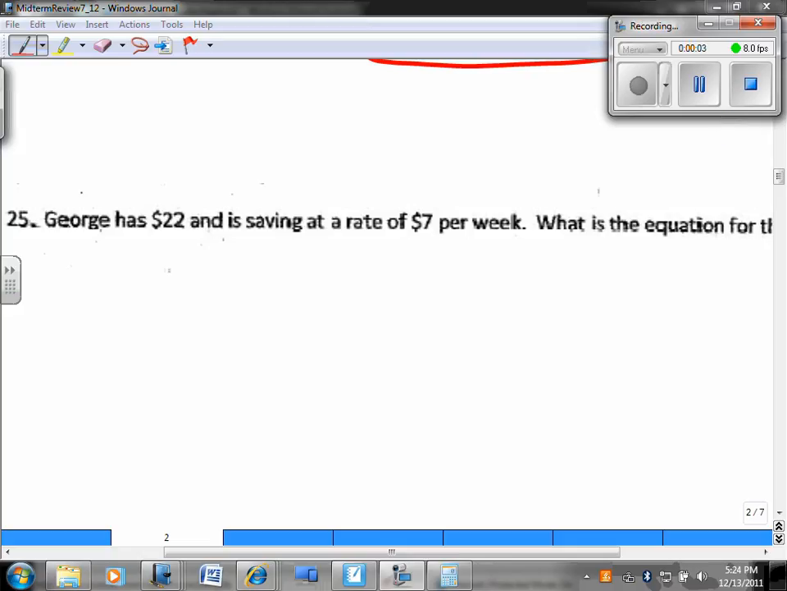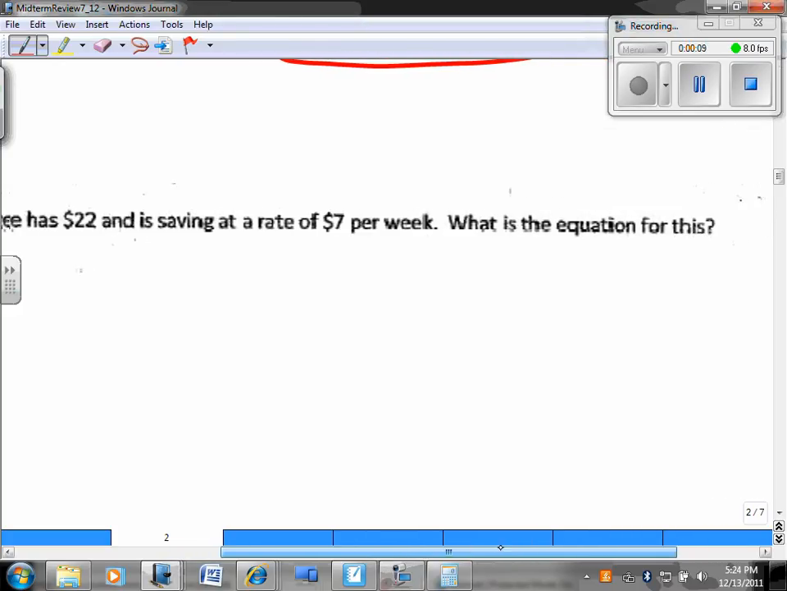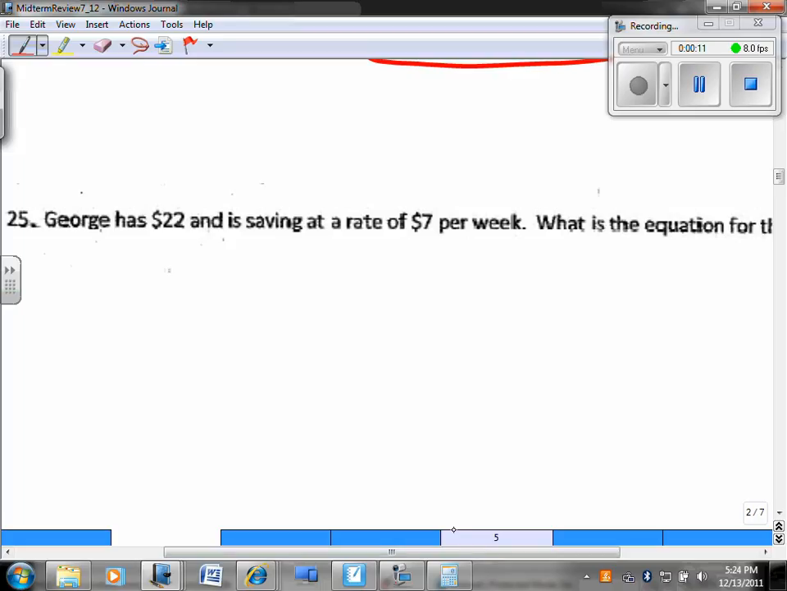Number 25. George has $22 and is saving at a rate of $7 per week. What is the equation for this? Okay, so we're going to write a linear equation, y equals mx plus b. We know that m is our slope and b is our y-intercept. Our y-intercept is our starting point.